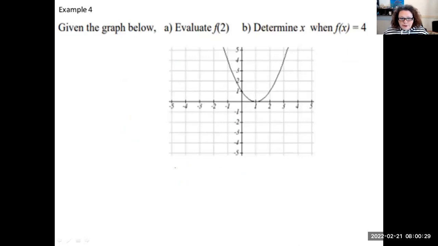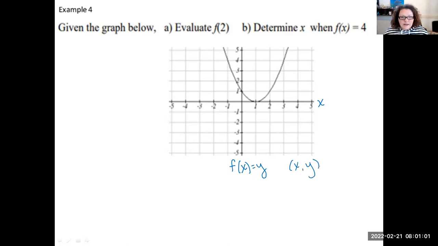Given the graph below, evaluate F of 2. So I need to stop for a second and make sure you understand that this is the X line. That's your independent line. It decides what your F of X, your function of X, is. And your function of X is always equal to Y. So it's your Y line. Remember we have an X and Y coordinate point.